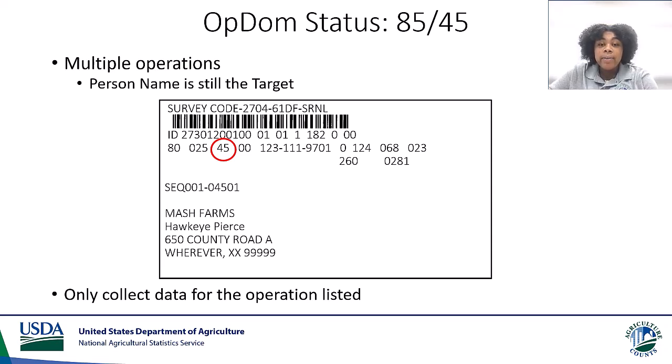Most 85-45 records are treated like the OpDom 0 records. The target is the person named on the label, but we are only looking to collect information from the operation listed. So in this example, our target is still Hawkeye Pierce, but we need to make it clear to Hawkeye that we only want him to report data pertaining to the Marsh Farms operation for this ARMS 3 survey. Hawkeye may have many operations, but it's your job to make sure he understands which operation we are obtaining data for. Ideally, each operation will have a unique operation name, but the 85-45 OpDom status is a light bulb clue that the operator has multiple operations.